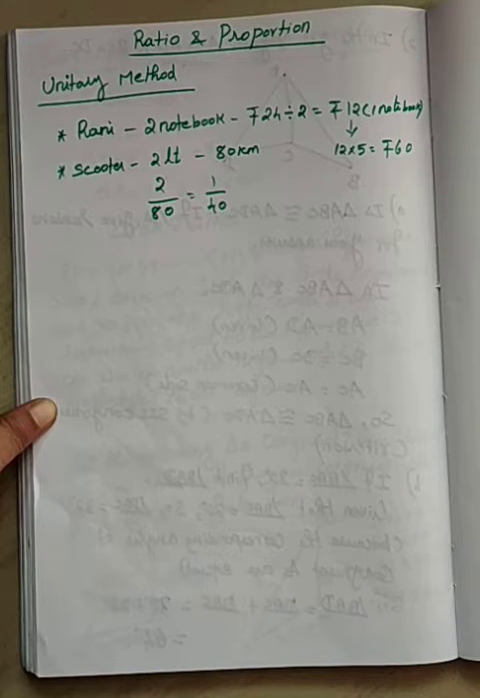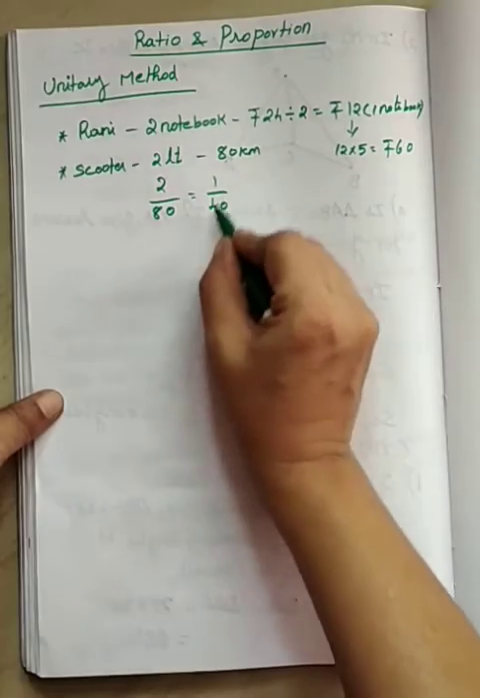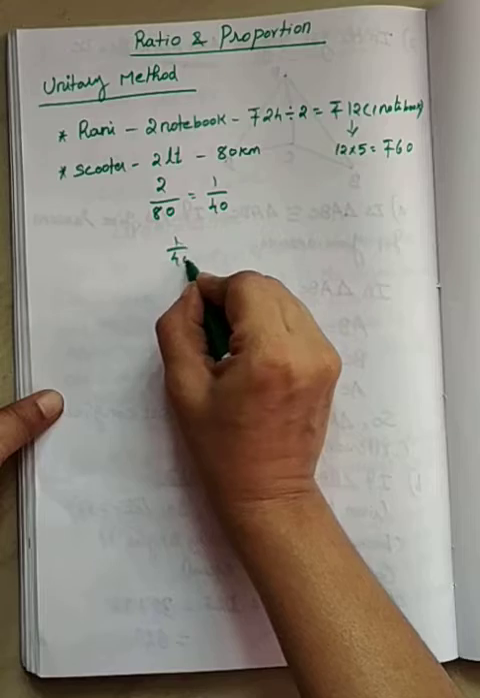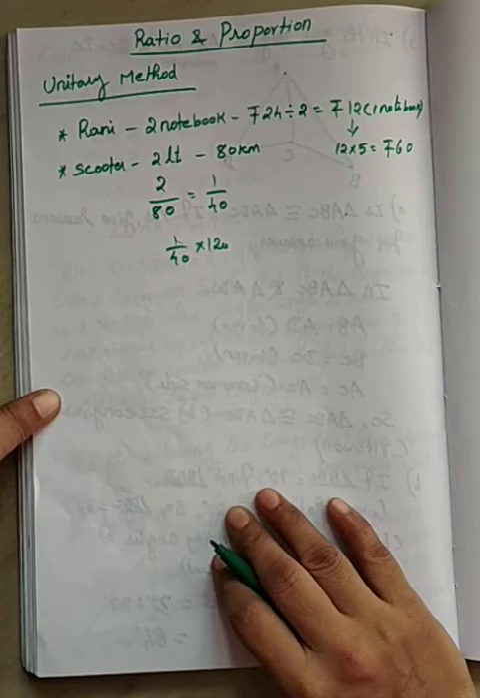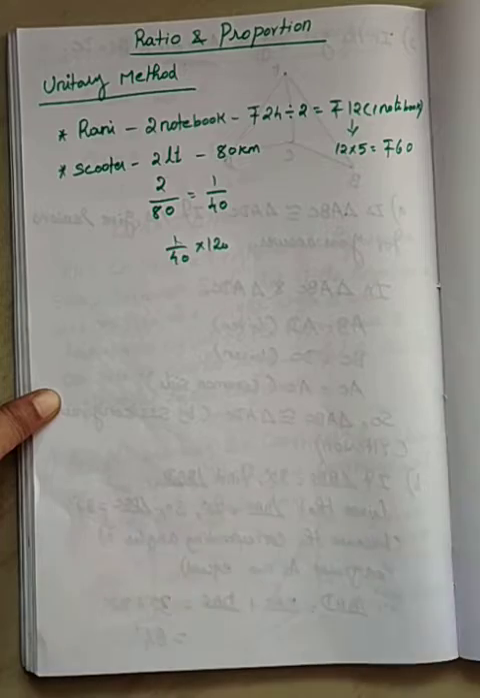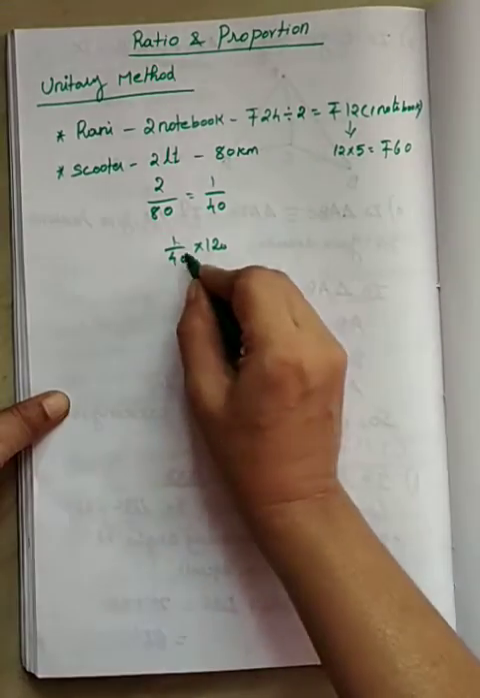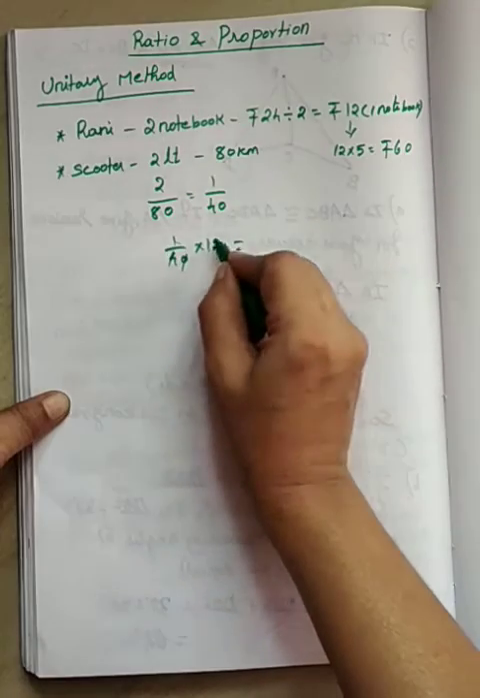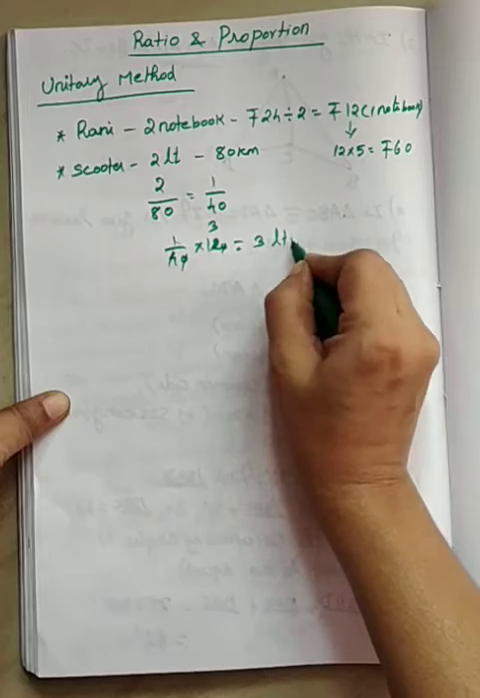Now, if you are asked to find how many liters of petrol are required to cover 120 kilometers, how can you find the petrol needed? 1 divided by 40 into 120 liters. That means 120 kilometers. Here you will get 3. So, your answer is 3 liters.